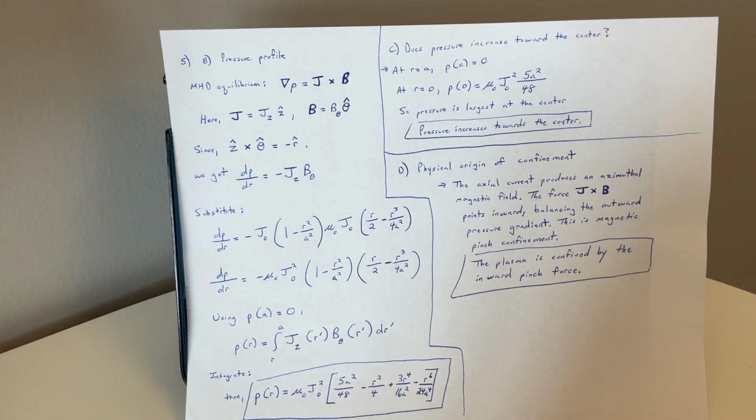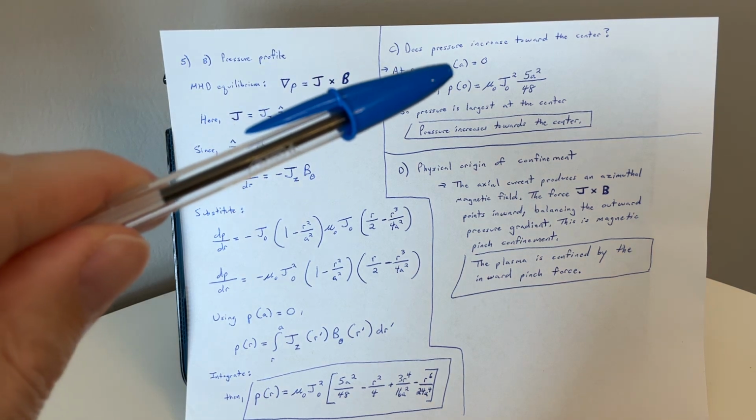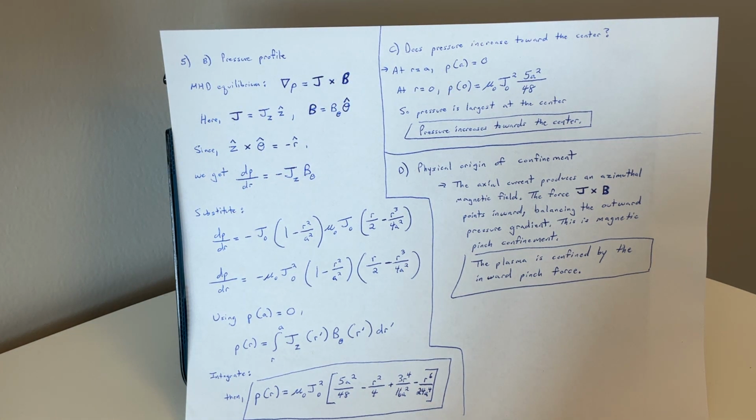Part C, what they were asking is determine whether pressure increases or decreases toward the center. So here's what we could say. At R equals A, P of A equals 0. And at R equals 0, P of 0 equals mu naught J naught squared times 5A squared over 48. And that's from here. So pressure is largest at the center. As we go further towards the center, pressure increases.